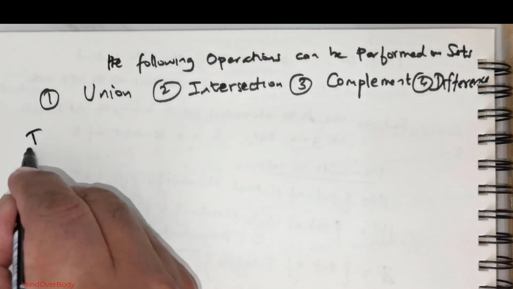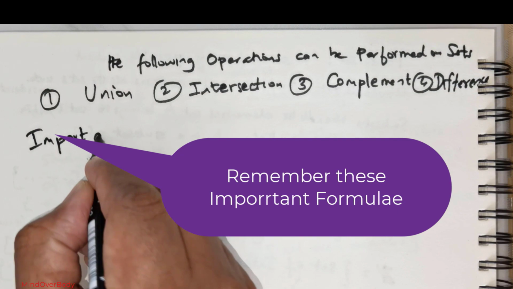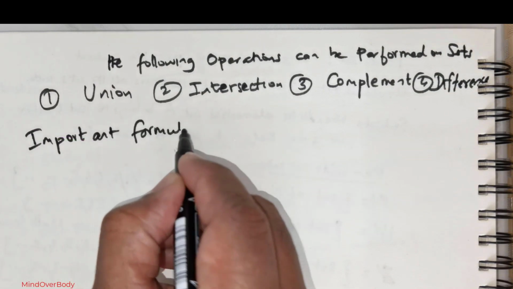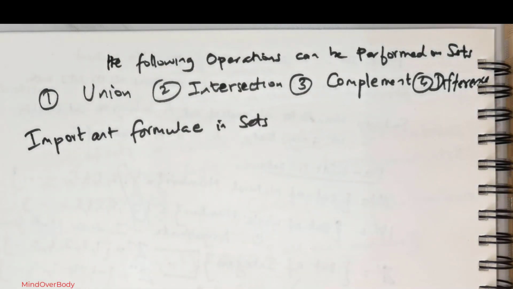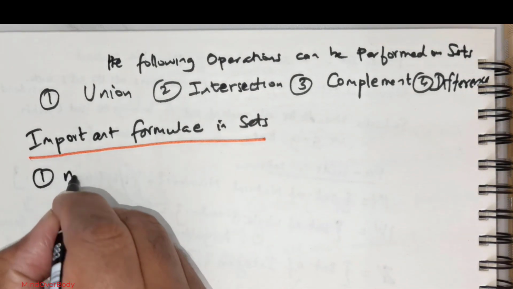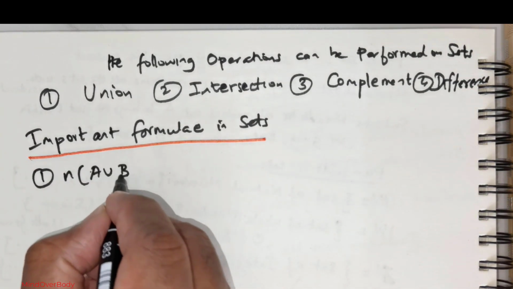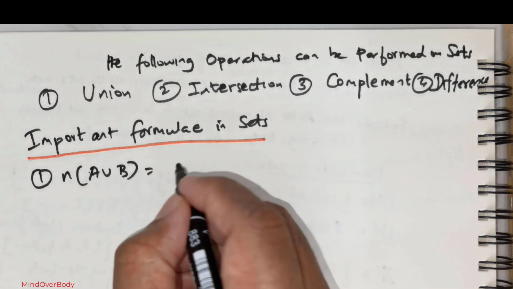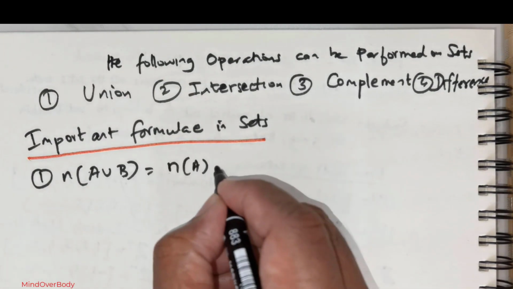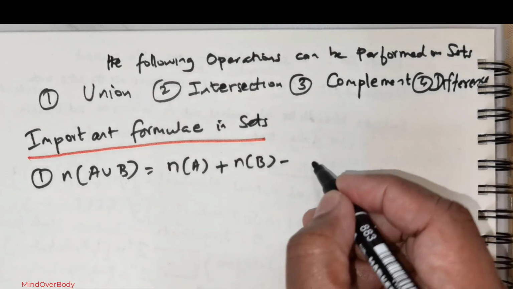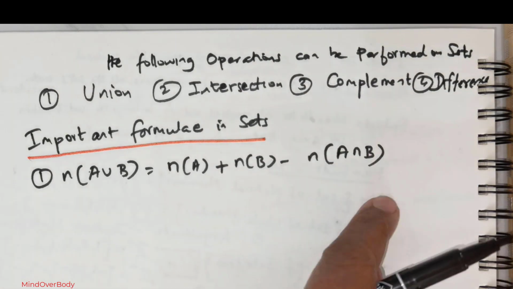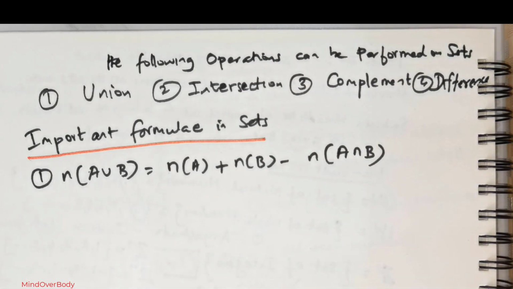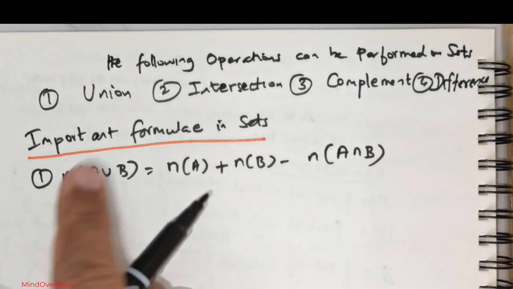Now, important formulae which you have to know in sets. You got to know this. What are the important formulas? The first, most popular one: N of A union B, the number of elements in A union B, is equal to N of A plus N of B minus N of A intersection B. This is a very popular formula, and even in probability theory and statistics this is used widely.